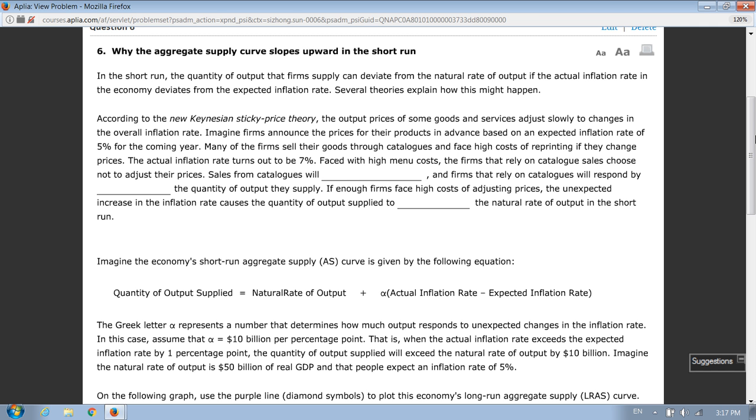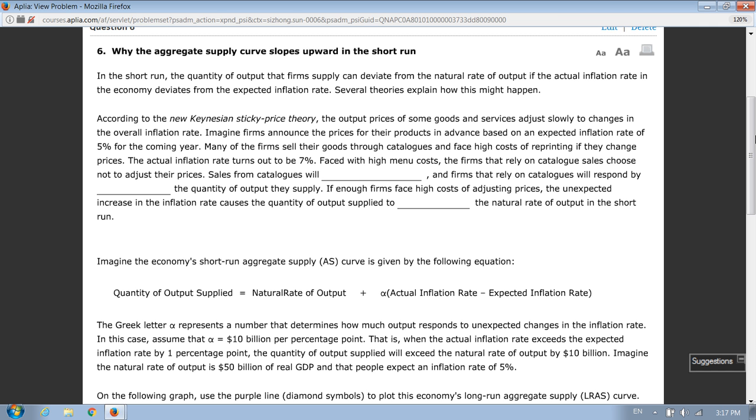First one, according to the sticky price theory, the output prices of some services are slow to change in response to the overall rate. Imagine firms announce the prices for their products in advance based on an expected inflation rate of 5%. Many of the firms sell their goods through catalogs and face high menu costs. The actual rate is 7%. Faced with high menu costs, the firms that rely on catalog sales choose not to adjust their prices.